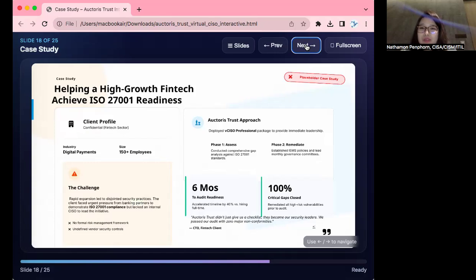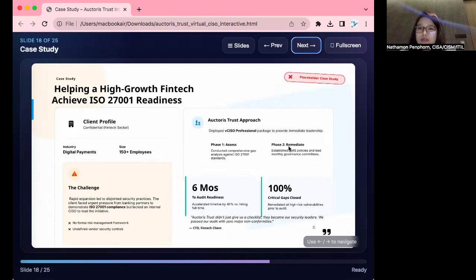So we found that the red flag is there is no formal risk management framework, and there is an undefined vendor security control. So for this fintech company, we deployed a virtual CISO cooperation package. And we followed the phases that I have explained in the previous slides: we assess, then we remediate. In total it took 6 months to reach audit readiness, accelerating the timeline by 40% versus hiring a full-time CISO.